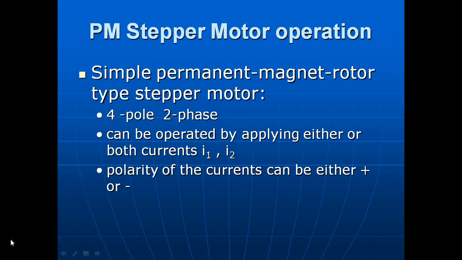Permanent magnet stepper motor operation. A simple permanent magnet rotor type stepper motor, 4-pole two-phase, can be operated by either or both of I1 and I2. The polarity of the current can be either positive or negative.